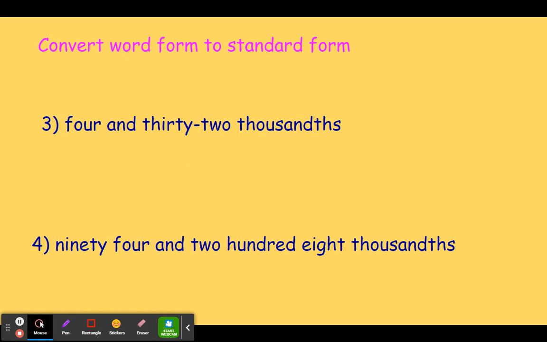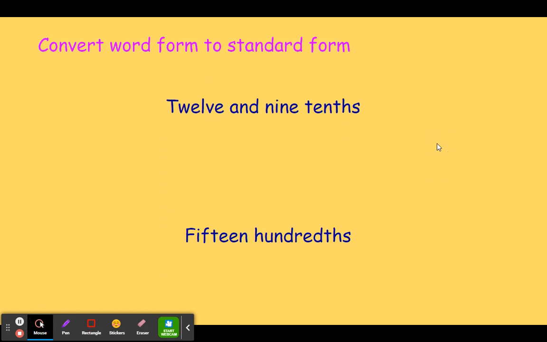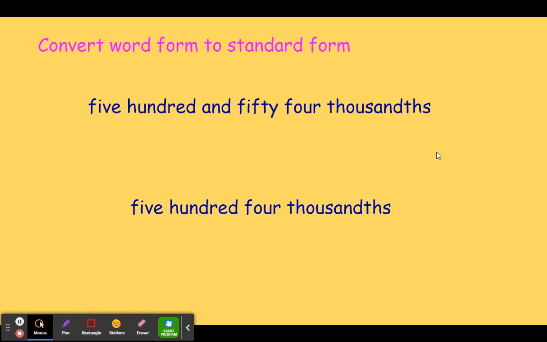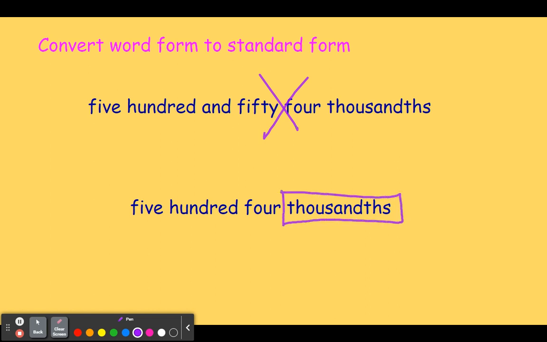I'm going to show you one more example where you're not going to have a whole number. So we're going to skip this one right here. Let's look at the one at the bottom. It's 504 thousandths. Again, look for your decimal place value keyword. It is thousandths. Remember, you want to look for that THS. So you highlight or box that decimal place value word. In this case, it's thousandths.